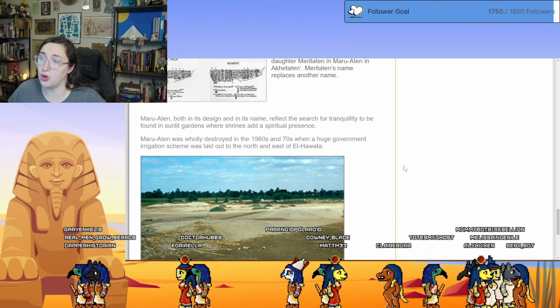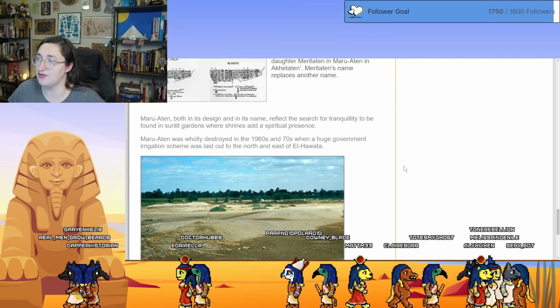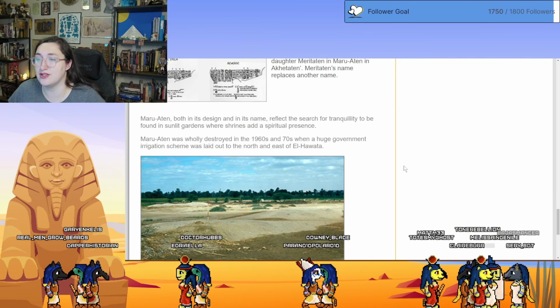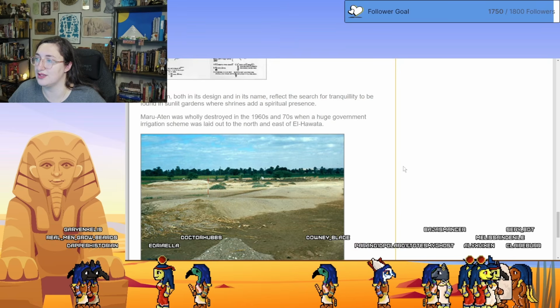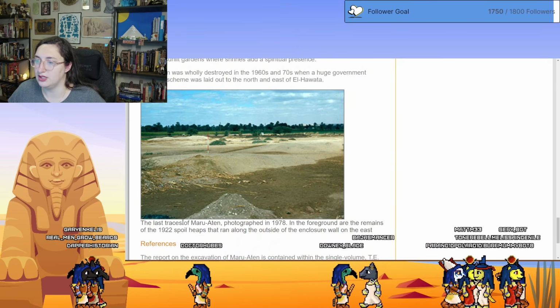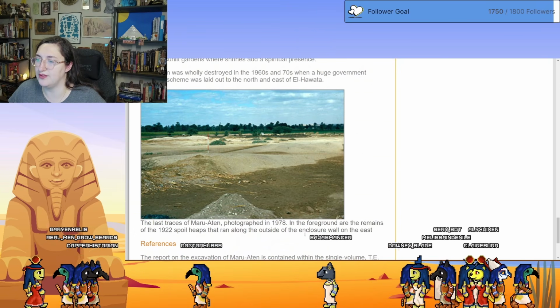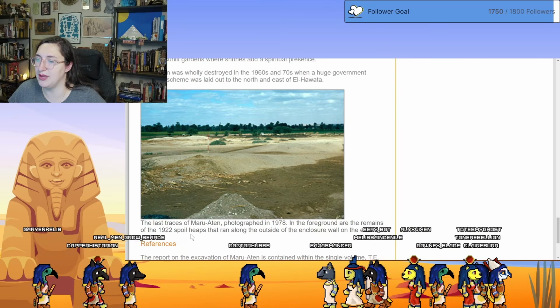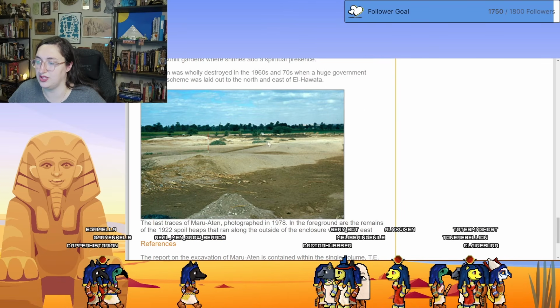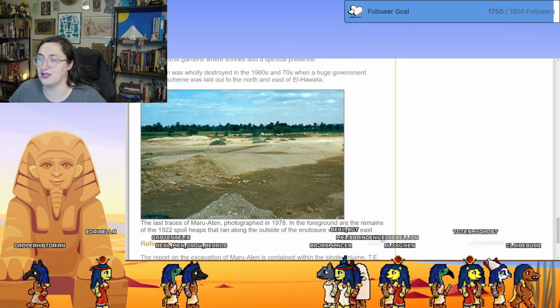Maru Aten was wholly destroyed in the 1960s and 1970s when a huge government irrigation scheme was laid out in the north and east of El Hatwa. The last traces of Maru Aten, photographed in 1978, in the foreground are the remains of the 1922 spoil heaps that ran along the outside of the enclosure wall to the east.